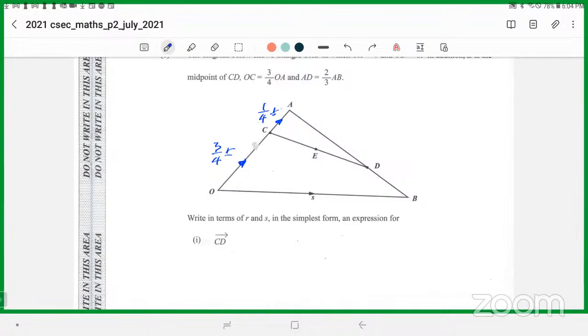All right, good. And then here now they are saying AD is 2/3 of AB. AD, look now, this side is 2/3 of the whole thing down here.